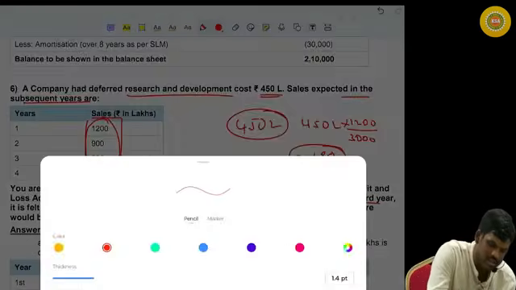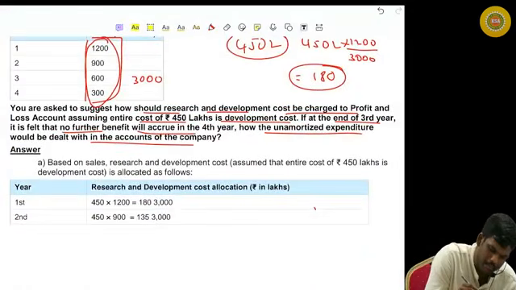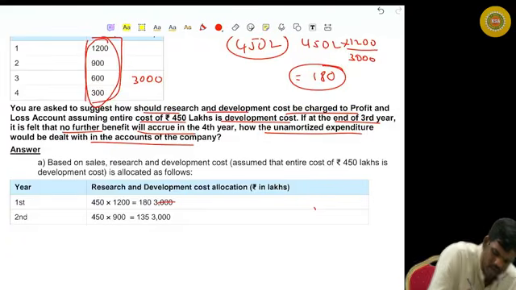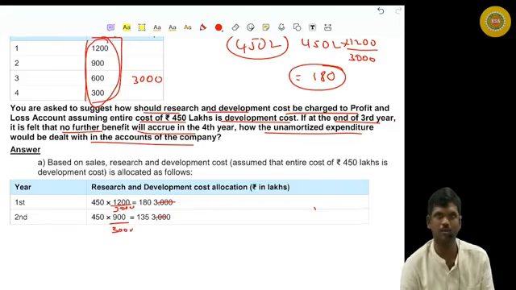Okay, sorry, there is some printing issue here. So this should not come here. I'll correct it when I send you the PDF. So in the ratio of the sales we have to amortize.